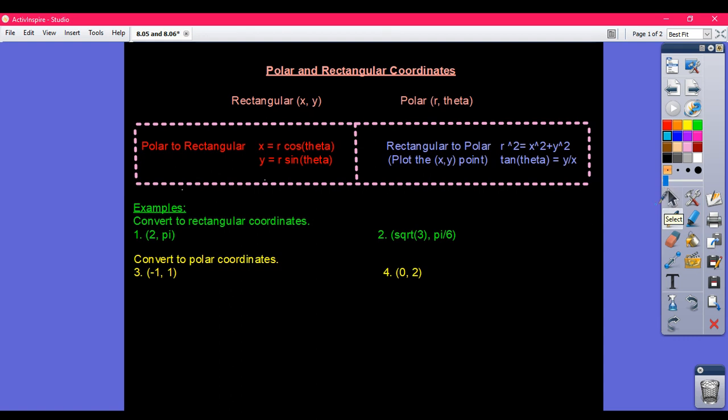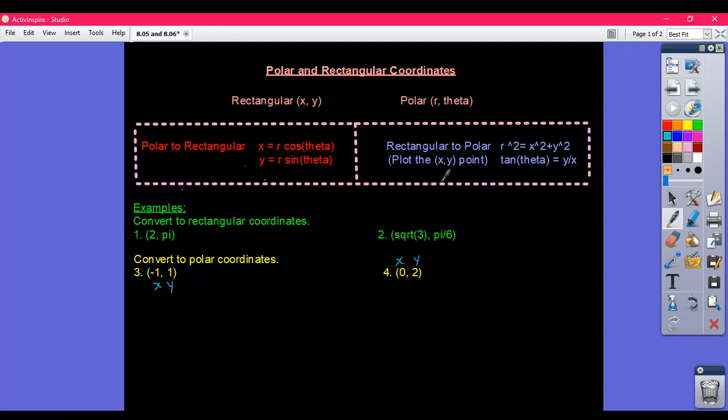Hey guys, so for the last video we did number 1 and 2, converting polar into rectangular. So now we're going to do number 3 and 4, converting these rectangular points into polar coordinates. In this case I'm given x and y for number 3 and 4.